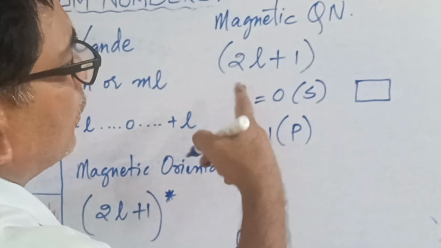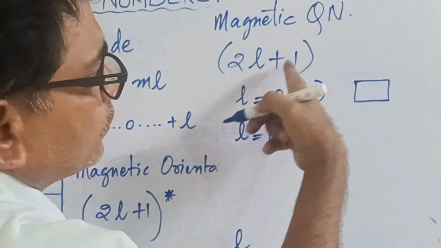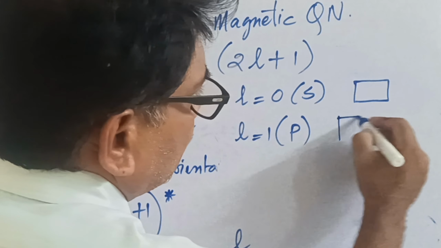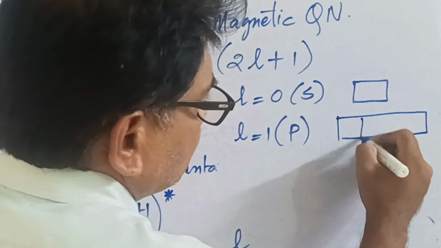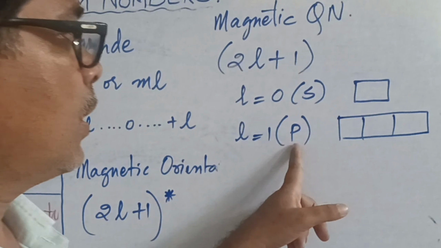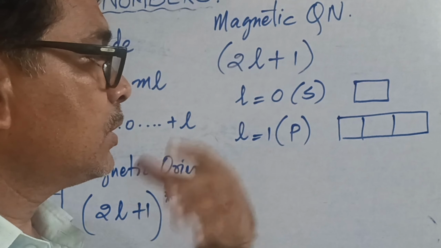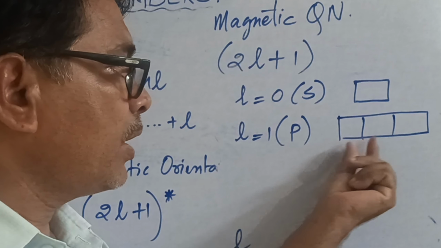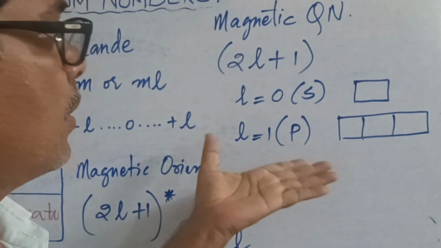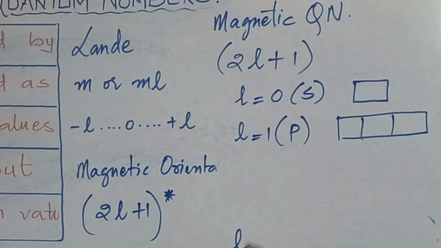Now L is equal to what? 1. So 2 ones are 2 plus 1 is what? 3. So it is telling that you require 3 boxes. Now let us discuss. P holds how many electrons? 6. To hold 6 electrons, how many boxes are required? 3. Correct. So this formula plays a great role.